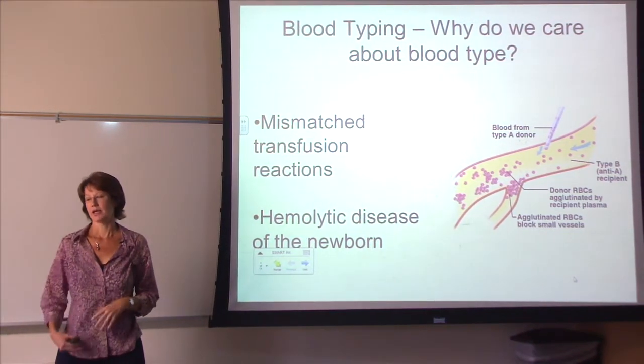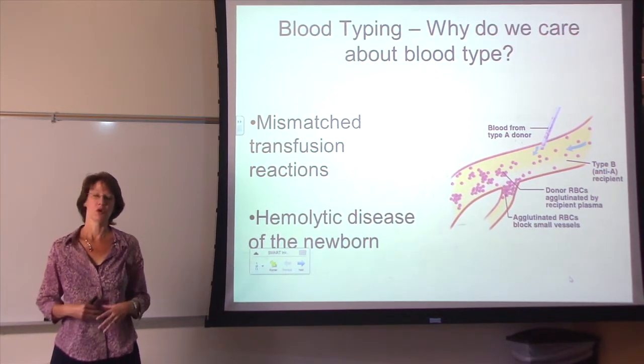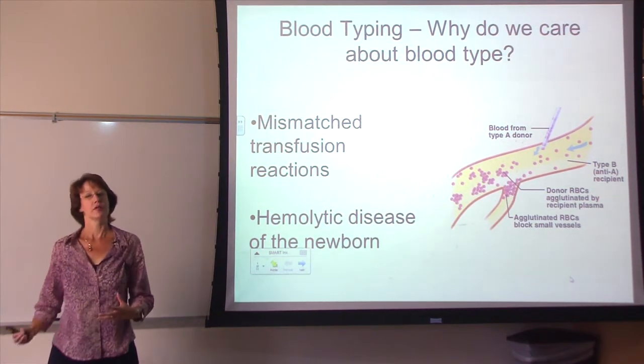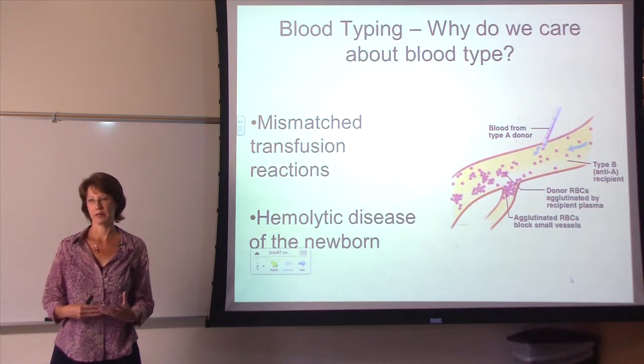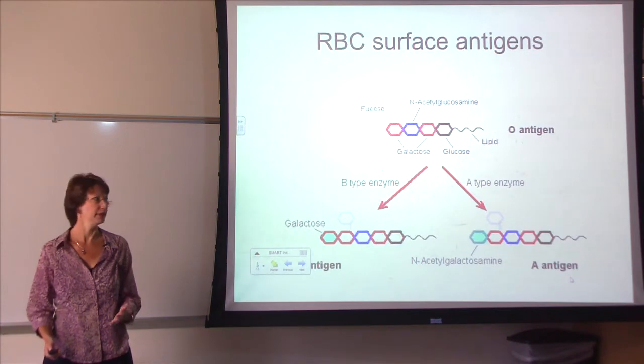The other reason is another thing called hemolytic disease of the newborn. This is where if a mother has a baby of a different blood type than they do, while the baby's in utero, the mother's antibodies can actually attack the baby's blood and cause the baby's blood to clump up. Obviously, we don't want that to happen either.